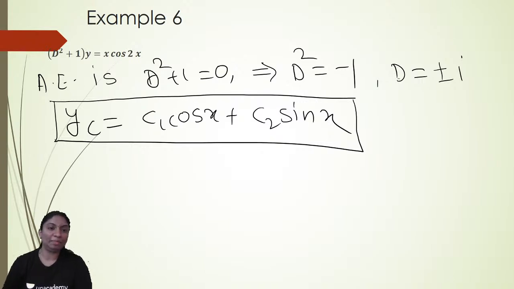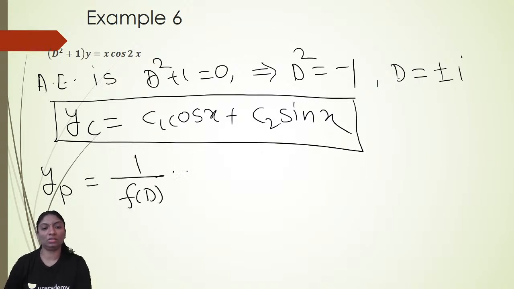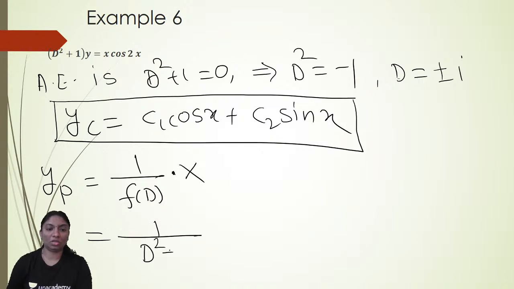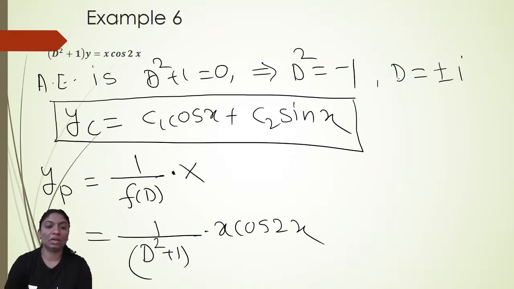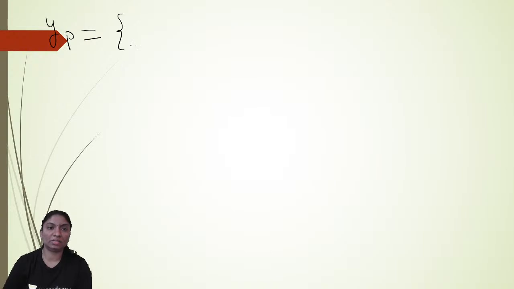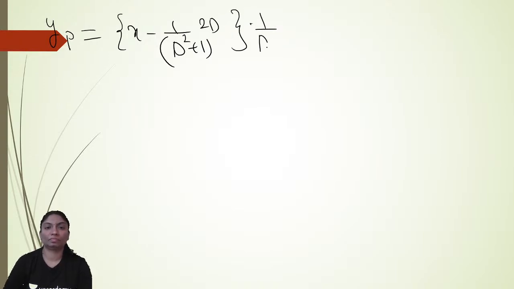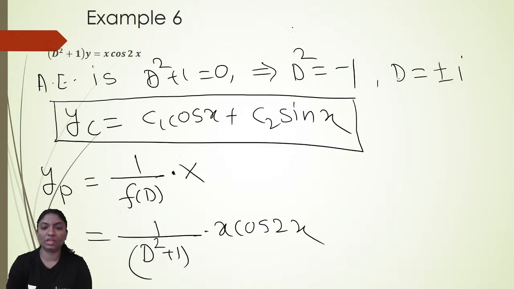Now we will find yp. Again here we will apply the rule for u into v. So yp is equal to 1 upon f of D into x cos 2x. So 1 upon D square plus 1 into x into cos 2x. Now just use that rule exactly the same way as we have done in the previous example. That is 1 upon D square plus 1, so you can write here x minus 1 upon D square plus 1, and f dash of D is 2D, into v. V is cos 2x.